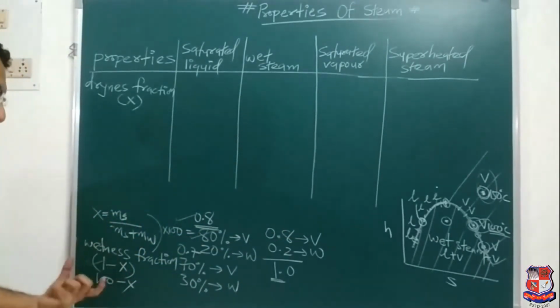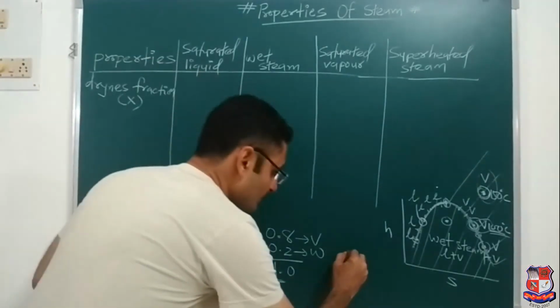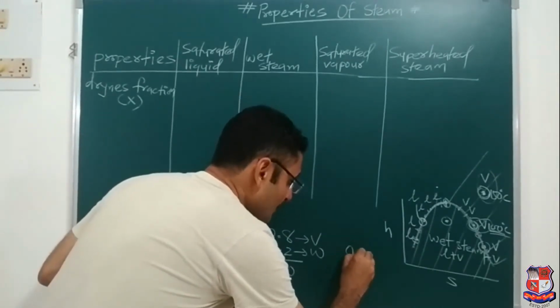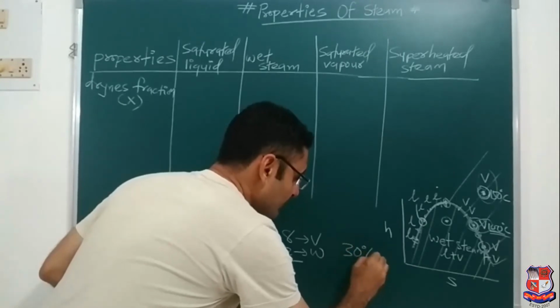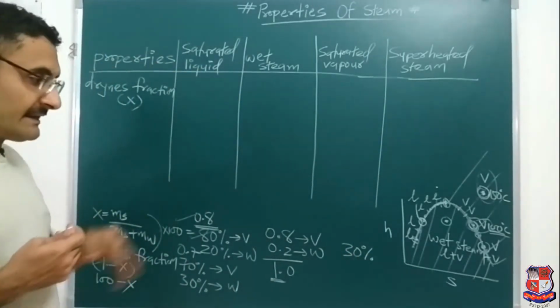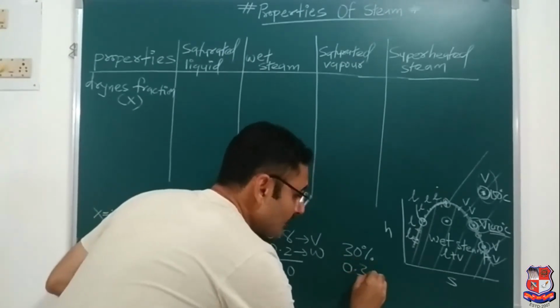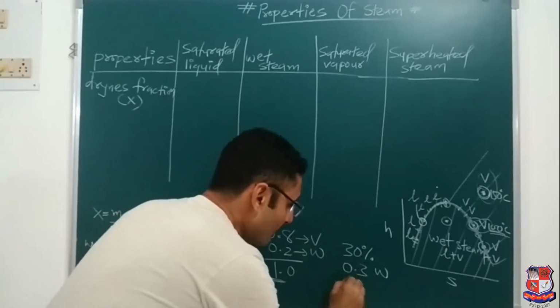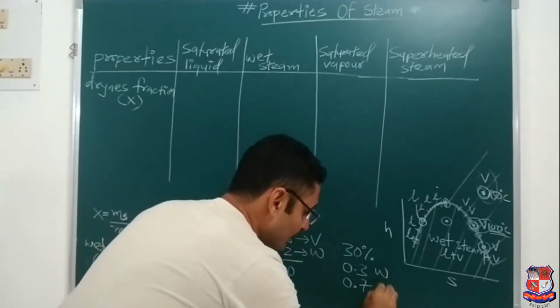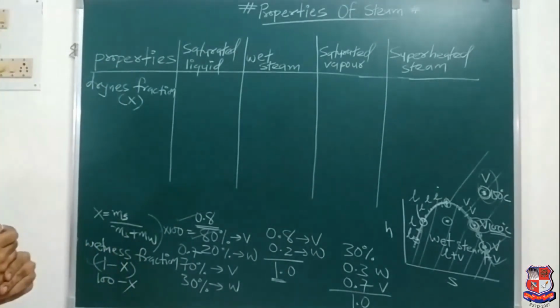Now what does wetness fraction mean? Suppose the wetness fraction of this steam is 0.3, or 30%. What does it mean? In a given steam, 0.3 amount is water, and the remaining 0.7 amount is vapor. Again the total will be 1. Clear about wetness fraction also?